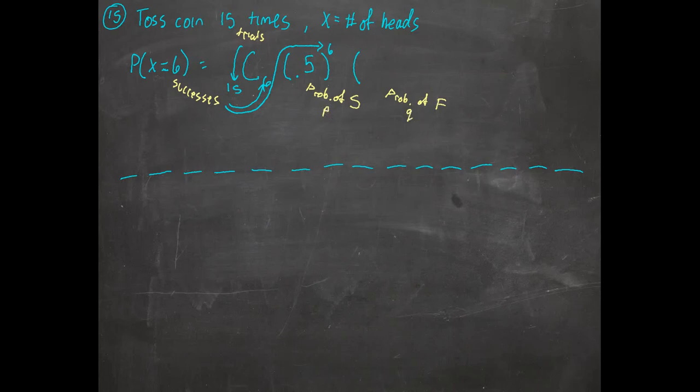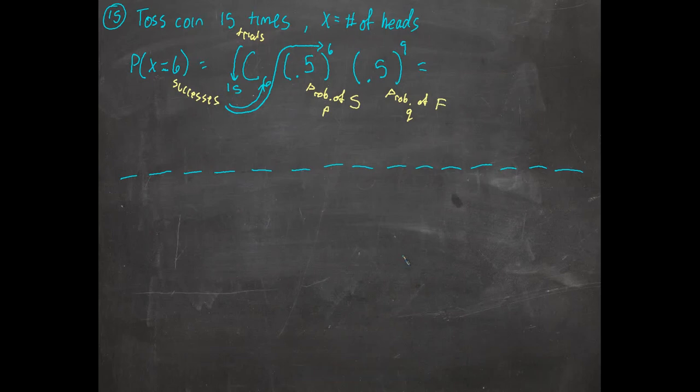So what's the probability we won't succeed? What's the probability we won't get a heads? That would be getting a tails. That would also be 0.5. And we're going to raise that to the number of failures. Well, if we succeed 6 of 15 times, then we must fail 9 times. All right. So there you go. That will give us the answer, 15C6 times 0.5 to the 6th times 0.5 to the 9th.